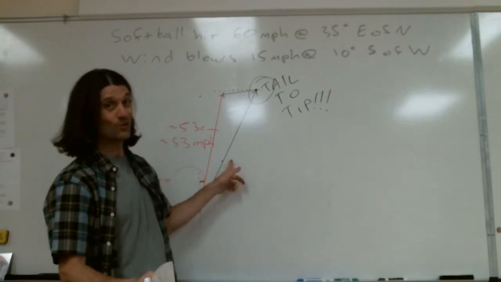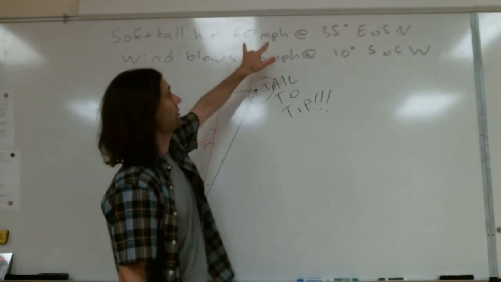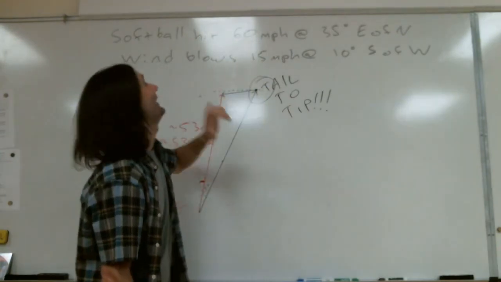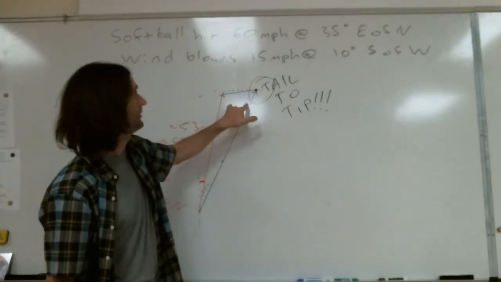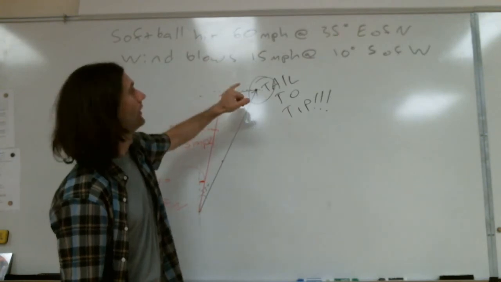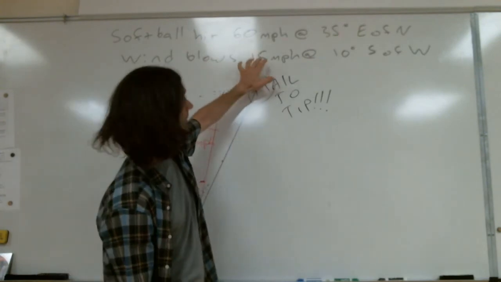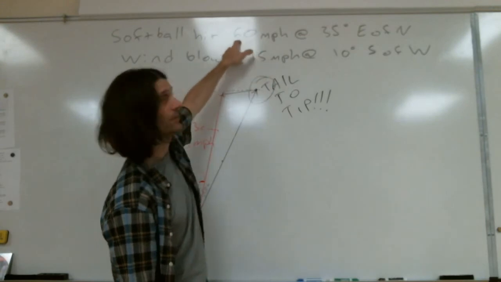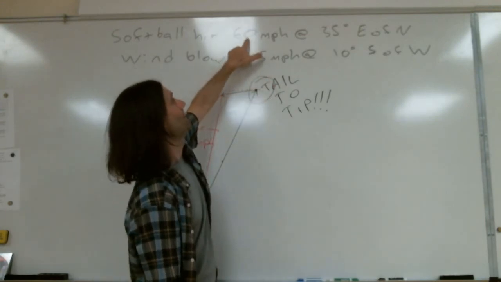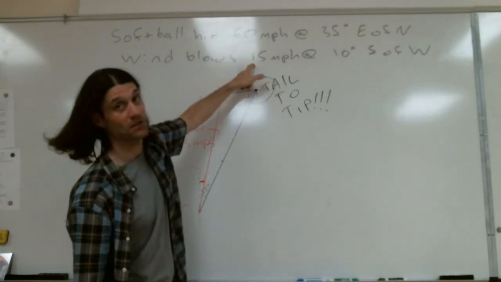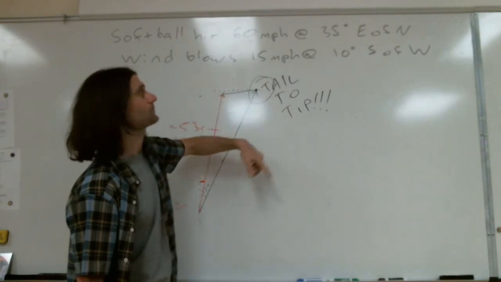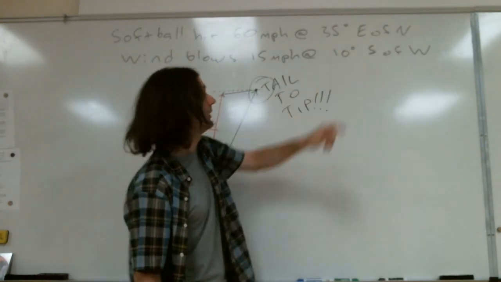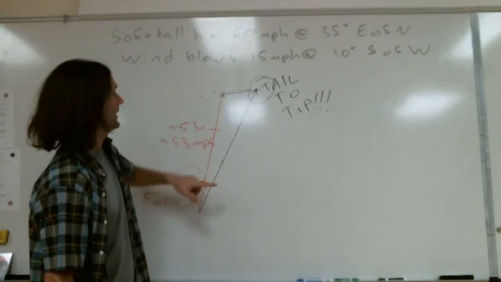Draw a vector to scale that represents whichever one you want to start with. Tail to tip to that one. Draw the second one with the same scale to keep everything the same. So if 1 centimeter is 1 mile per hour, then that's 60 centimeters, that's 15 centimeters. Use a protractor to determine what direction it goes. Throw them tail to tip.